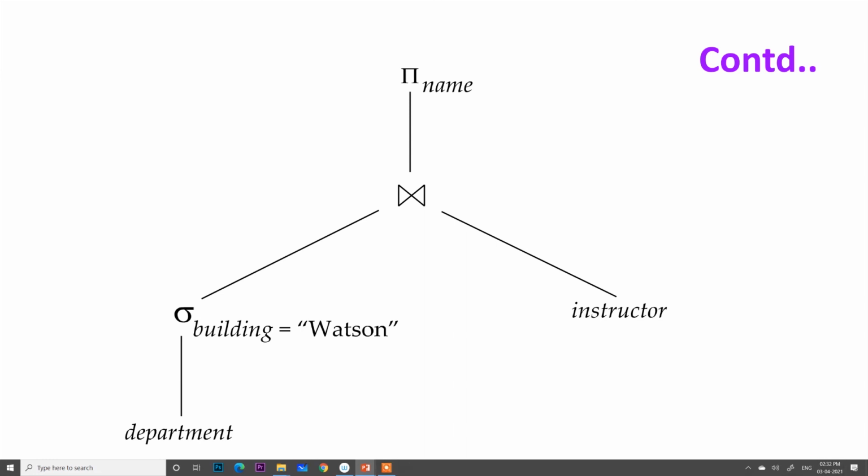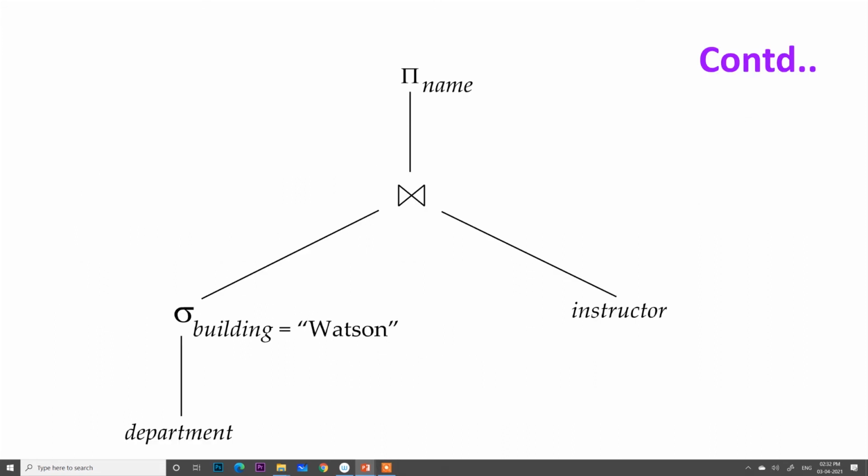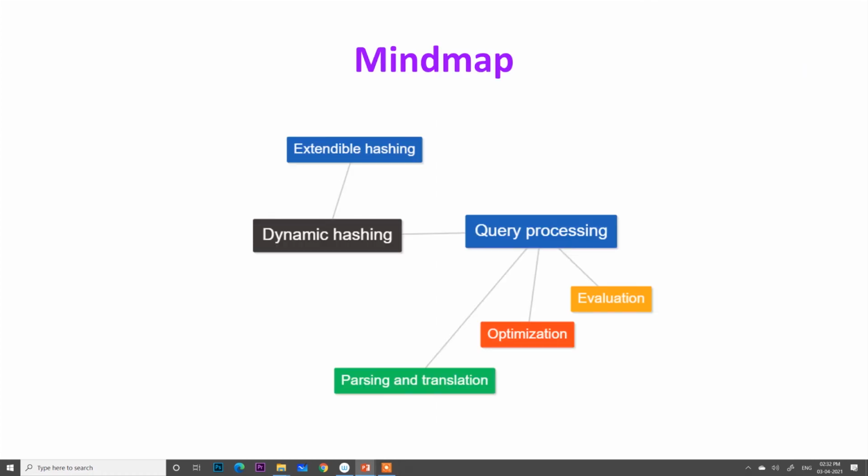First I will perform the lowest level operation. From the department I will select the attribute building which matches the name Watson, and then I will perform the join operation with the attributes of the relation instructor. Finally I will project the names which match all these criteria. So this is about materialized evaluation. This is how the query is evaluated and processed, and finally it is optimized.